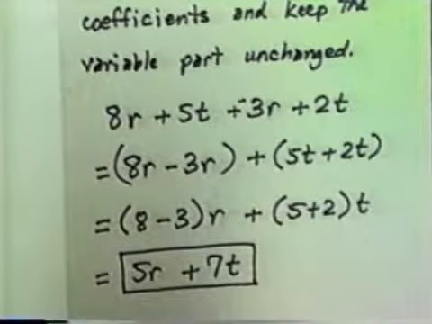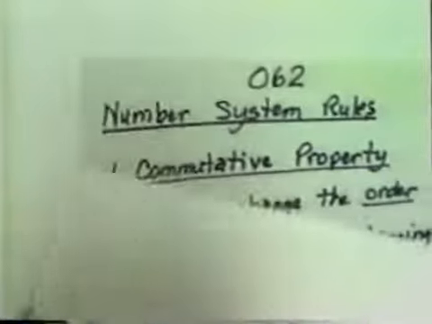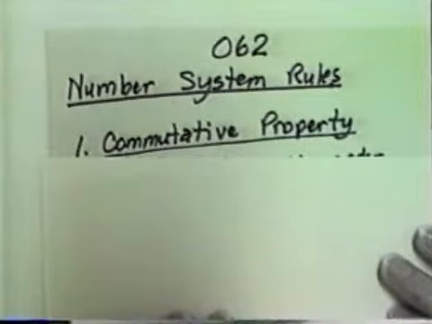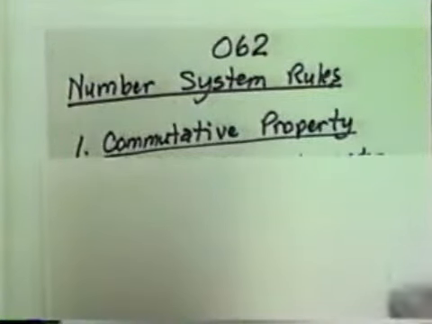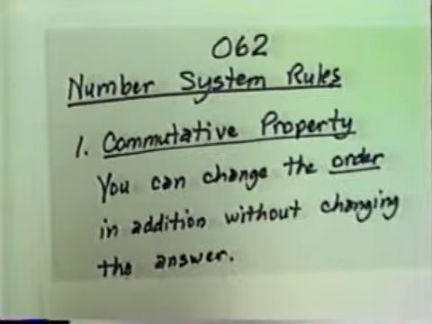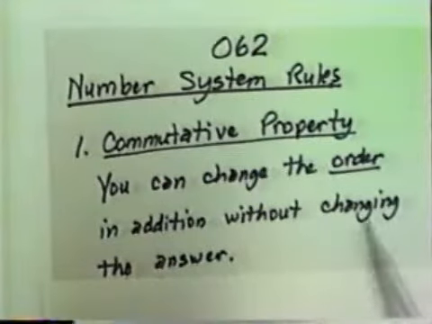So let's start with that list of number system rules that I promised you at the outset. We'll start with the commutative property. The commutative property applies to both adding and multiplying. We're going to look at it now for adding. The commutative property says you can change the order in addition without changing the answer.